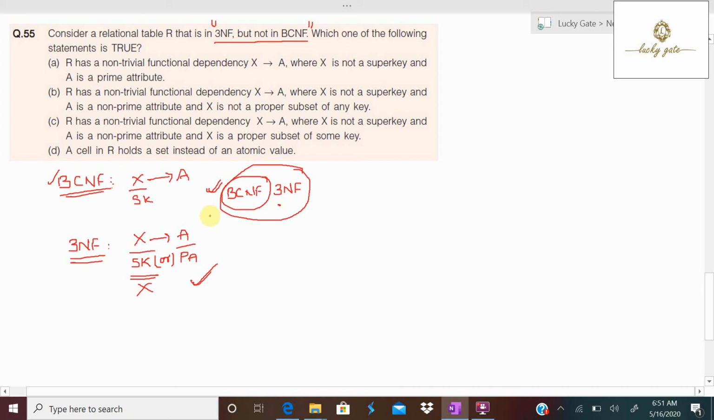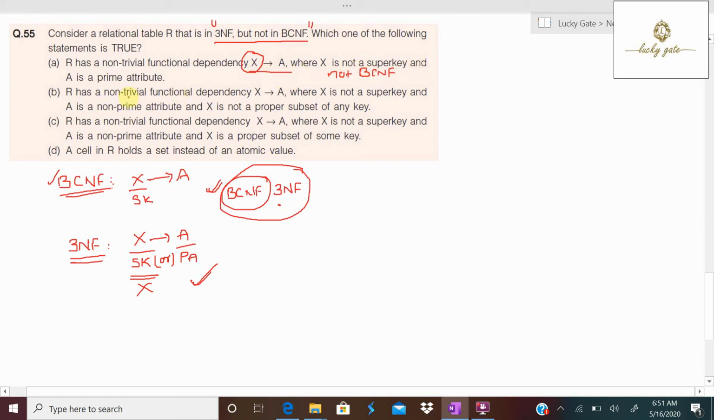Accordingly you can check each of the options. Now coming to the first option, R has a non-trivial functional dependency X to A where X is not a super key. It is clearly mentioned X is not a super key. Because X is not a super key, definitely I can say it is not BCNF. Why? Because BCNF requires the left hand side should be a super key.